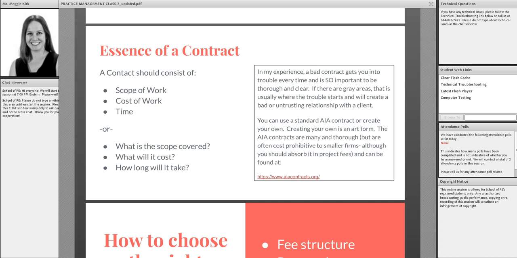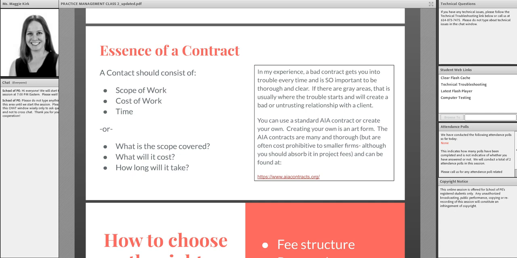But in my experience, a bad contract gets you into trouble every time, every time. It is so important to be thorough and clear. The danger of a contract is that it can actually have a lot of gray area. But that just takes practice, it takes time, it takes testing, and it takes experience to look at these contracts and be able to point out where those gray areas are so that you can make them black and white, succinct and concise, and you have a clear contract.